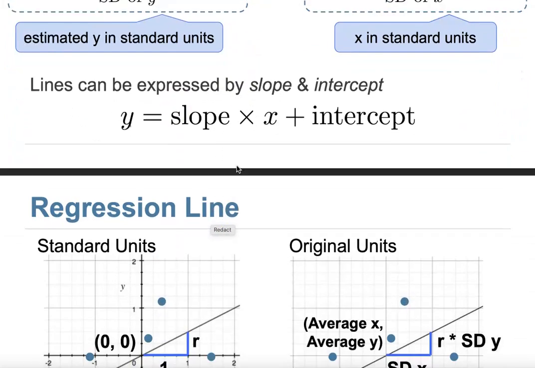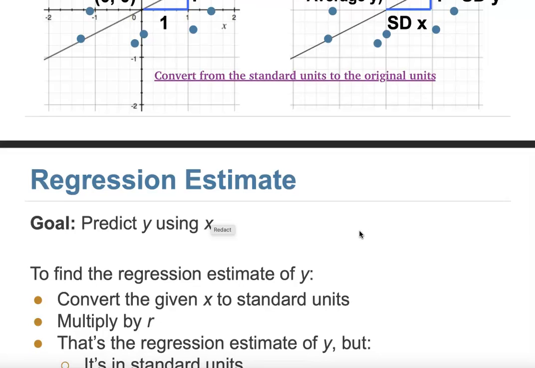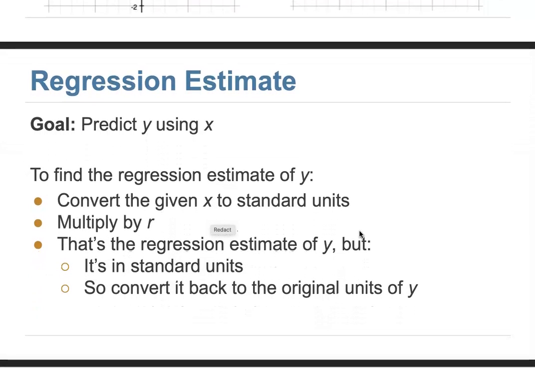Just like we said earlier, for the regression line in the standard unit, we don't have an intercept. Using the original unit, we shift with the average x and average y, and the standard deviation of x and standard deviation of y. That's why we have the standard unit. So when you want to find the regression line in the original unit, we just need to convert back. After we convert back, that's our regression line.